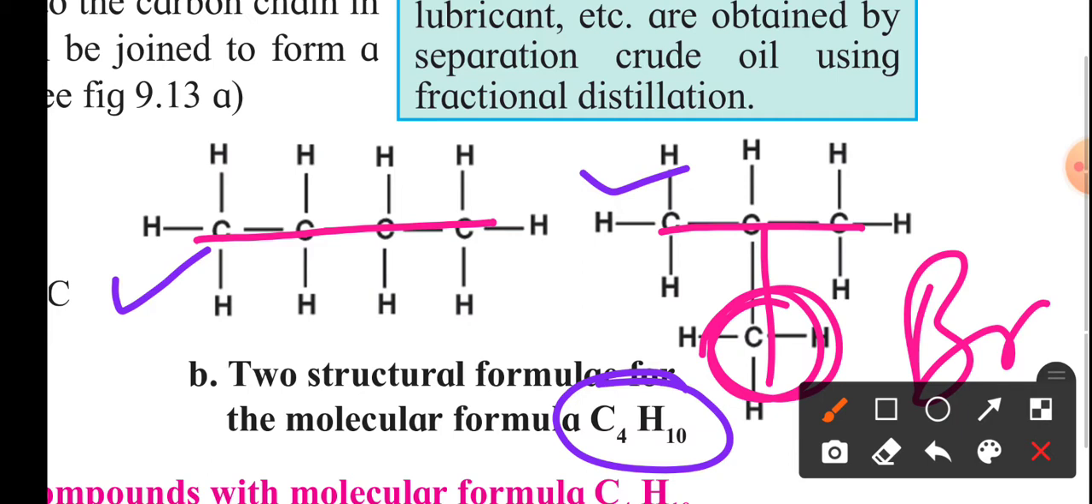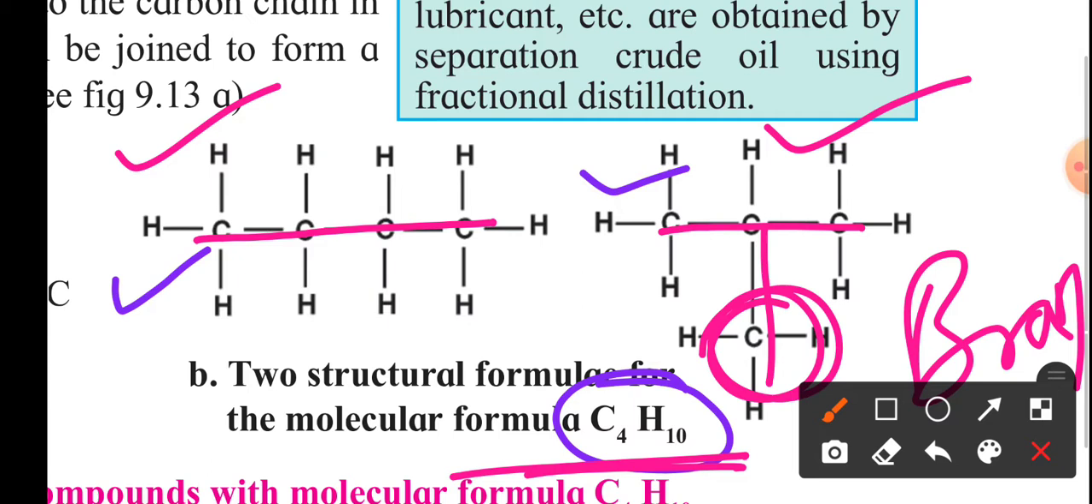So in this particular case, when we talk about this branched chain, then the concept of isomerism comes. Isomeric means the compounds have the same molecular formula but different structural formulas. Here you can see both have the same molecular formula, that is C4H10, but their structural formulas are different. So this kind of compounds are called isomeric compounds.